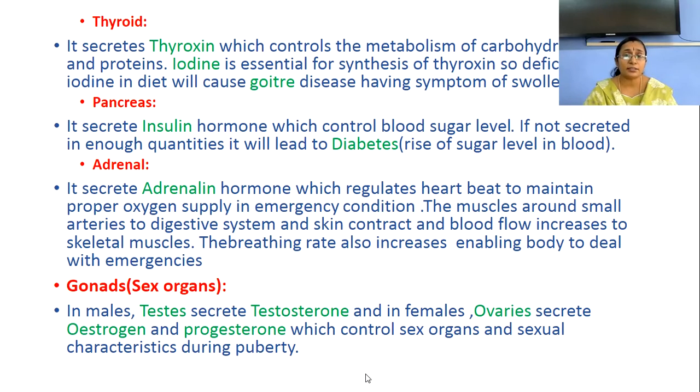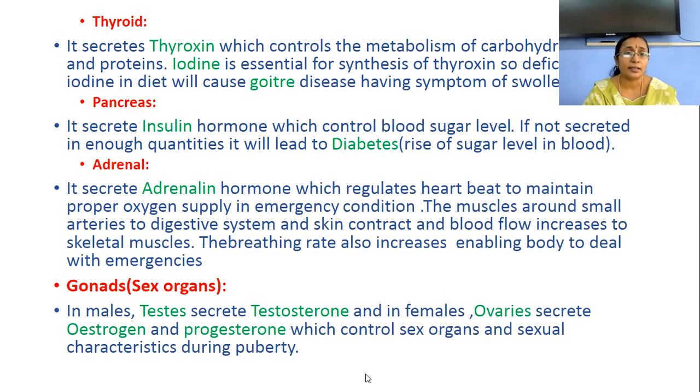If iodine is not available and thyroxine is not produced in enough amounts, it will lead to a disease called goiter. You may have seen people with swollen necks. Okay, so this swollen neck is actually a symptom of the disease goiter, and that is because of insufficient thyroxine. One reason for that can be this deficiency of iodine. So that's why people should take iodized salt.